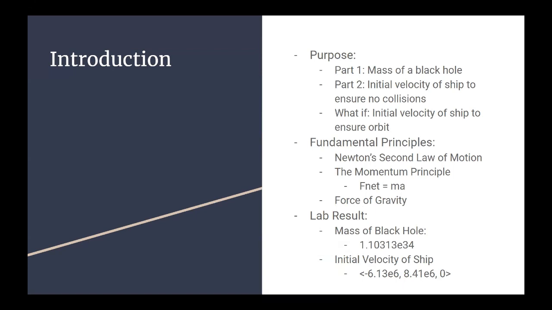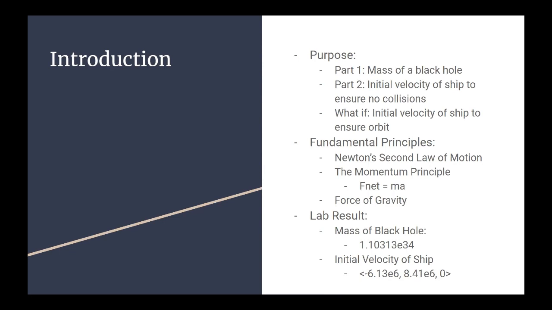The purpose of this lab, we've got three parts. Part one is to find the mass of the black hole. Part two is using the mass of the black hole, find the initial velocity of the ship to ensure there's no collisions with the black hole. And then part three, or the what if question, is find the initial velocity for the ship to ensure an orbit around the black hole.